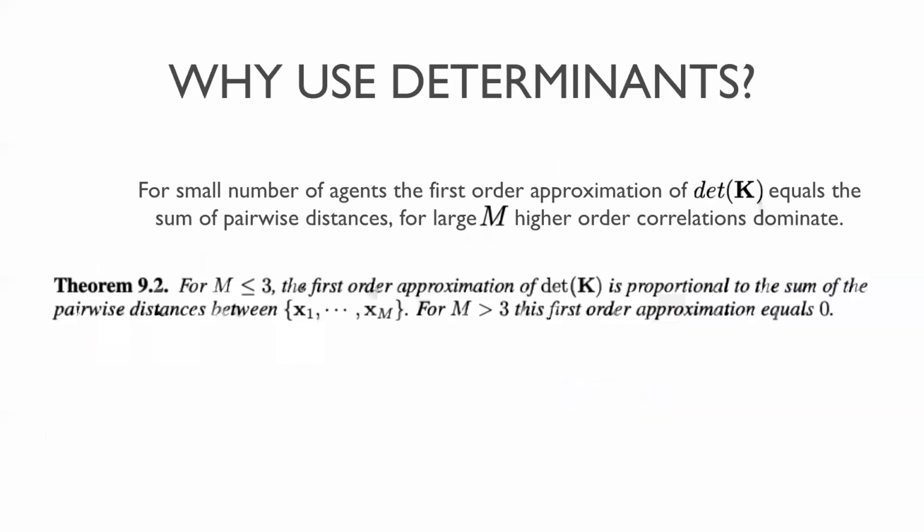Okay, and then a little bit more formally, when you have a small number of agents, the first order approximation of the determinant using this kernel that we are using here, the square kernel, basically corresponds to the pairwise distances when M, the number of agents, is 3 or less. But once you move to higher order approximations, so more agents, the higher order terms start becoming more dominant. Actually, the first order part of the approximation becomes 0. You can see this in the paper.